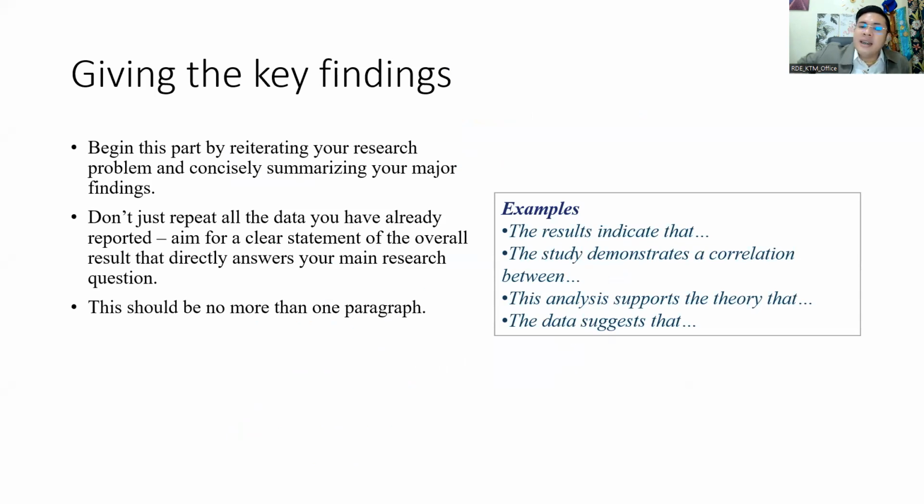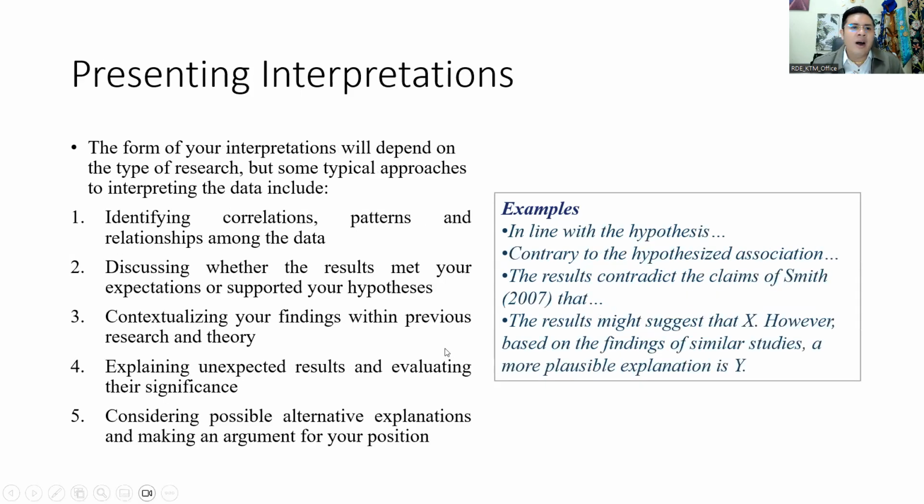Example: the results indicate that; the study demonstrates a correlation between; this analysis supports the theory that; the data suggests that. Okay? In presenting interpretation, identify correlations, patterns, and relationships. Discuss whether the results met your expectations or supported your hypothesis. Contextualize your findings with previous research and theory. Explain unexpected results. So examples: in line with hypothesis, contrary to the hypothesis, the results might suggest.